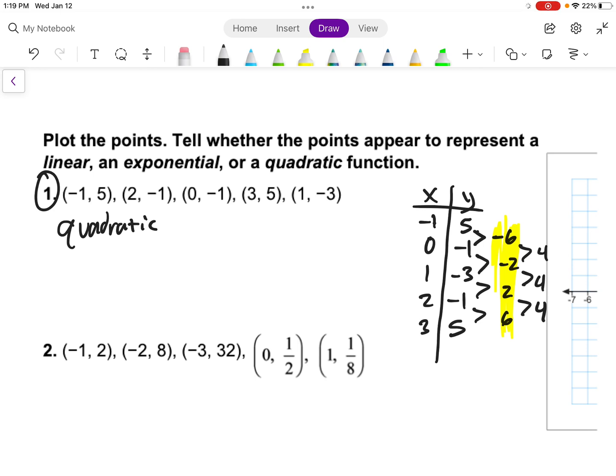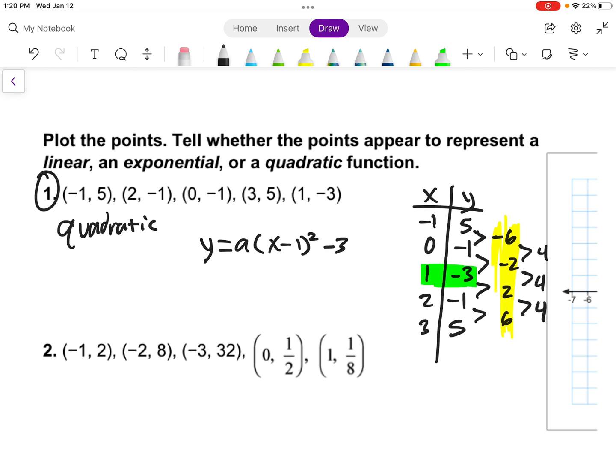If I ask you to find the equation, I'd have to know where the vertex is. If you look at the y values, it goes 5, negative 1, negative 3, negative 1, 5. Now that -3 is in the middle of the y values. You can see the symmetry there. So my vertex is going to be y equals a times (x minus 1) squared minus 3.